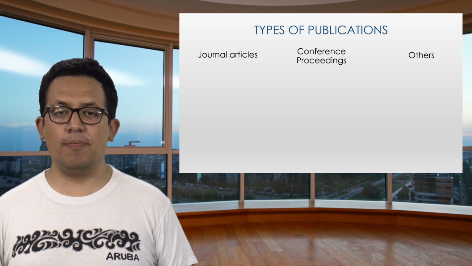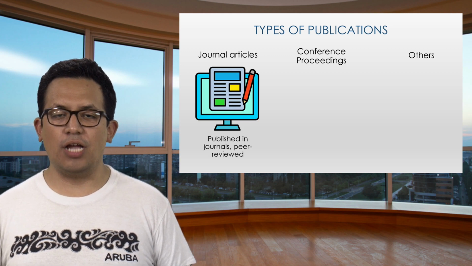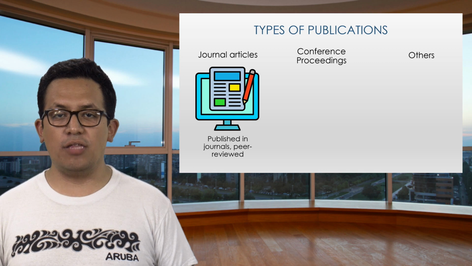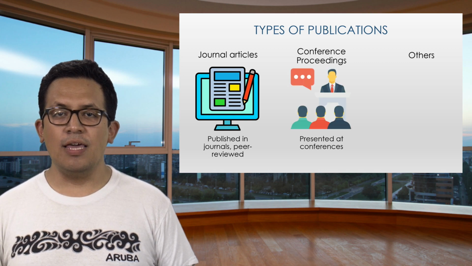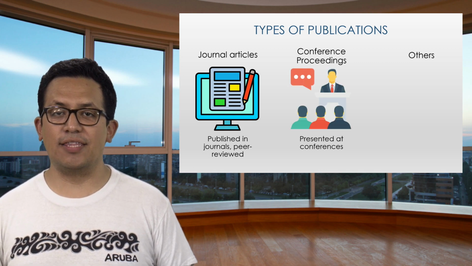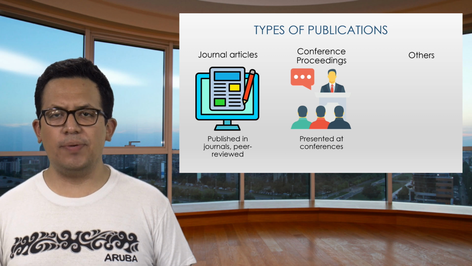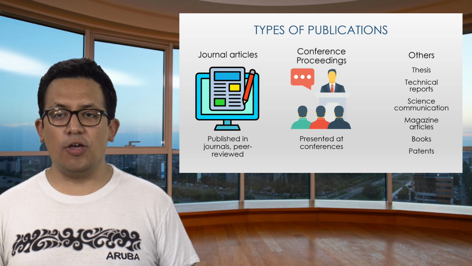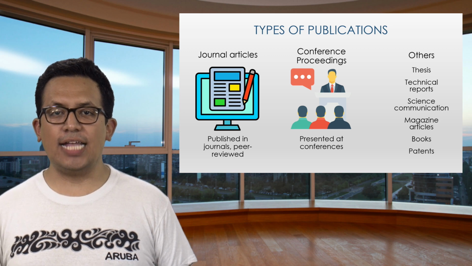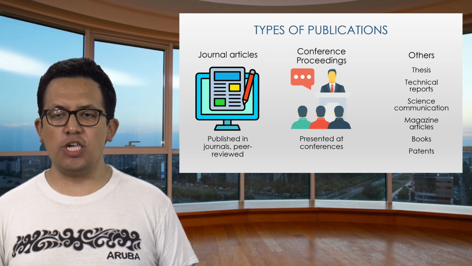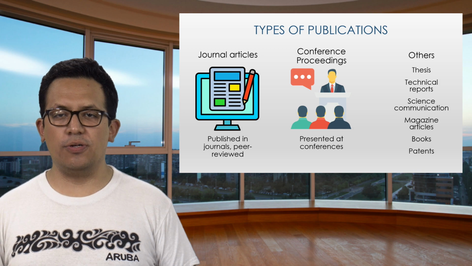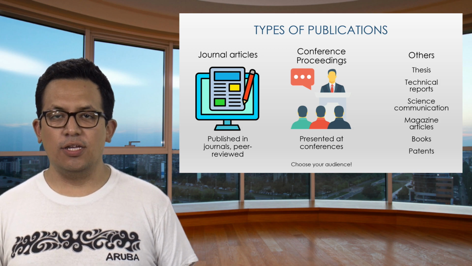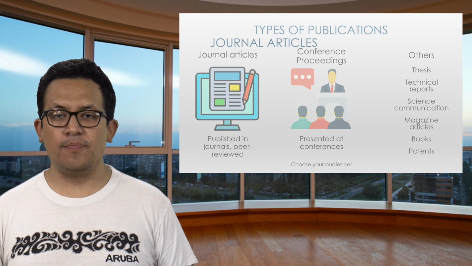There are three types of publications. Journal articles are published in journals and they are generally peer-reviewed. Conference proceedings are presented at conferences. They are not usually peer-reviewed and they are not usually published. And other ways such as theses, technical reports, science communication media, magazine articles, books, and patents. So you have to choose your audience.